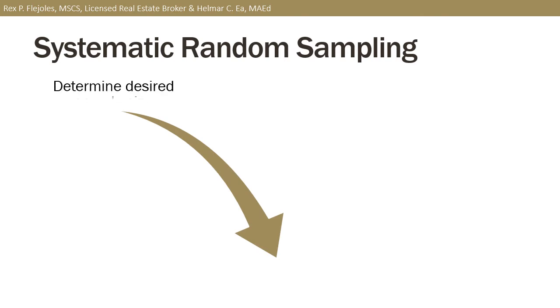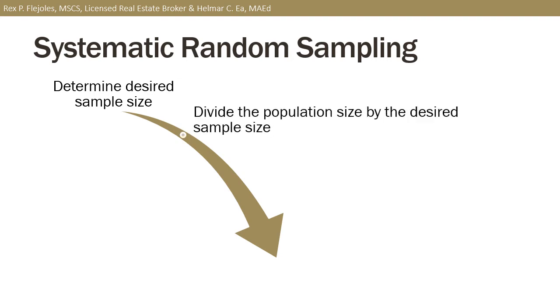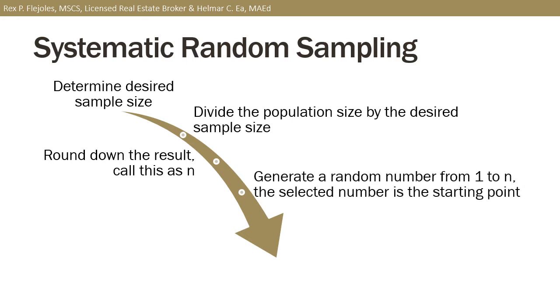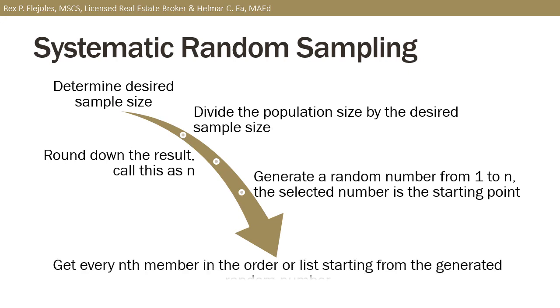For a known population size, the steps to employ include: first, determine the desired sample size. Second, divide the population size by the desired sample size. Third, round down the result. Call this as n. Fourth, generate a random number from 1 to n. The selected number is the starting point. And get every nth member in the order or list starting from the generated random number.